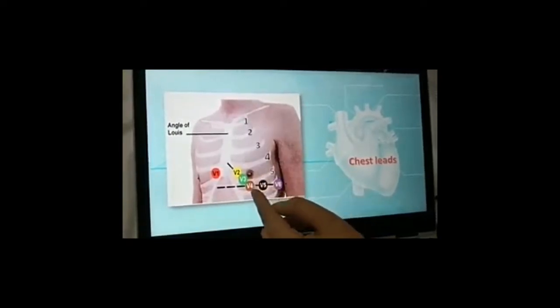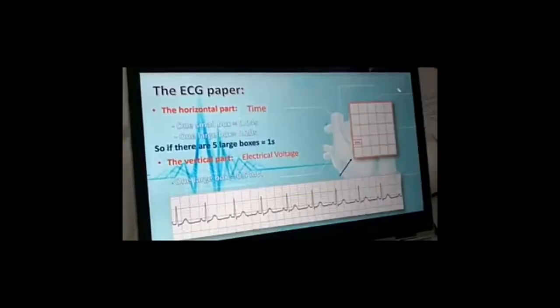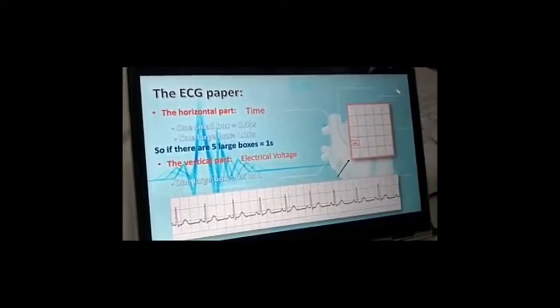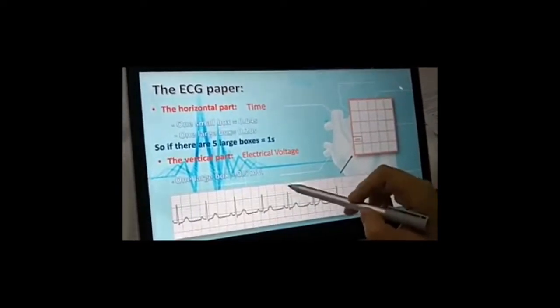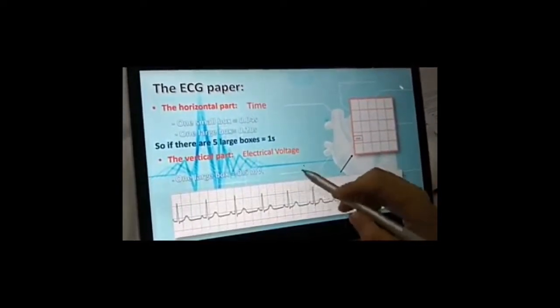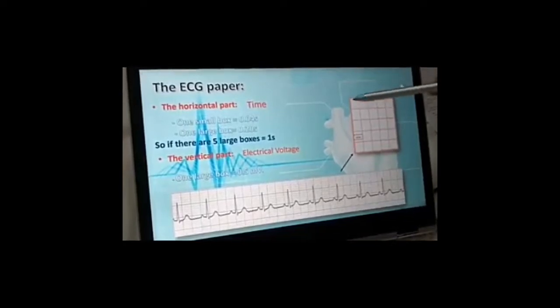V5 is also between V4 and V6 on the left side. Let's talk about an important thing: the ECG paper. ECG paper consists of large boxes and small boxes inside them. So let's take one large box.